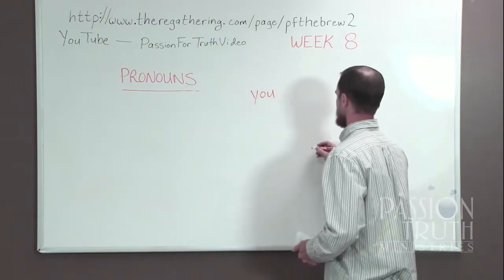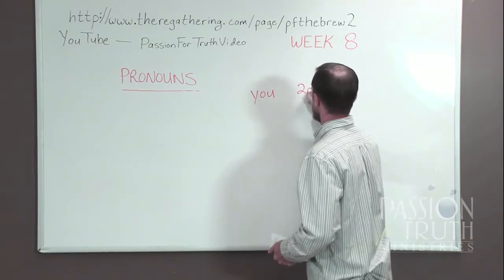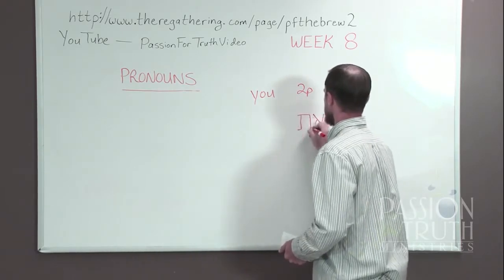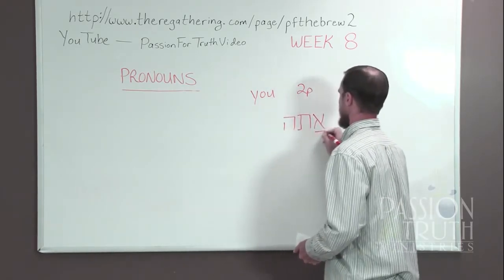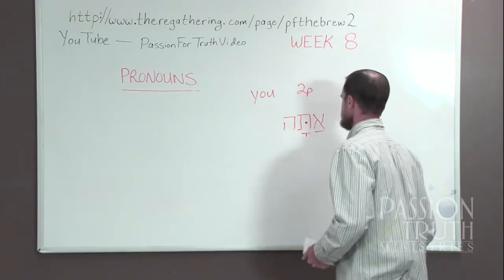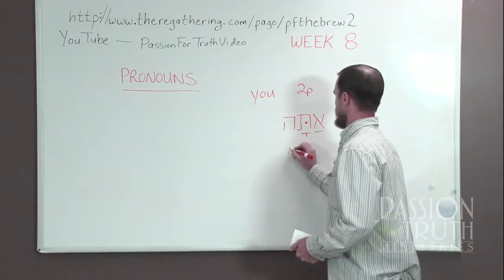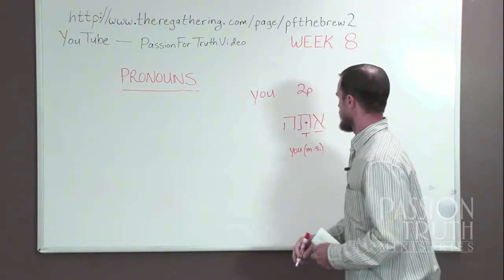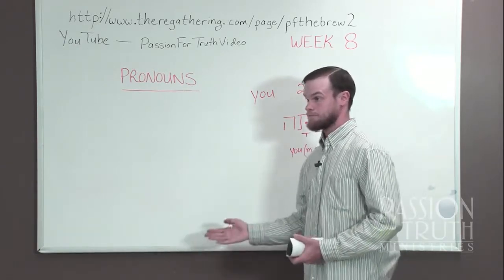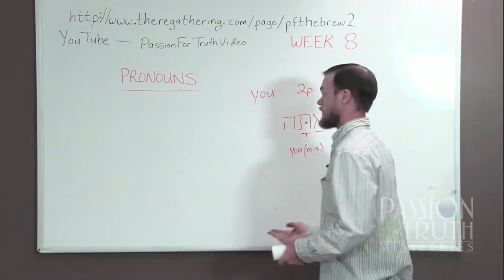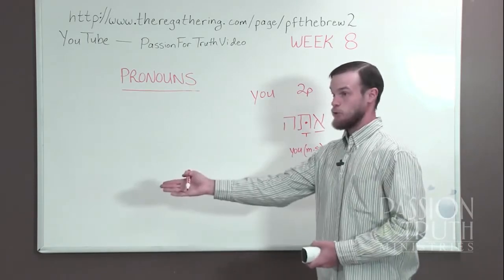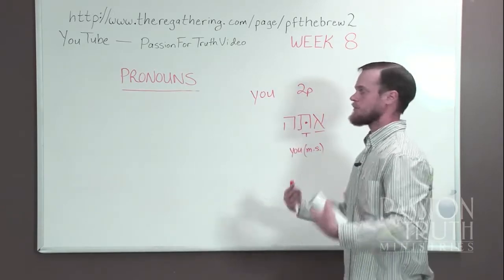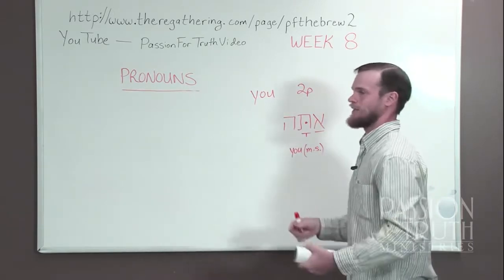The masculine singular is ata. So this is you, masculine singular, referring to a single man. Well, not necessarily, he could be married, but just one of him. You. Ata. Actually, ani, but you would call me ata.